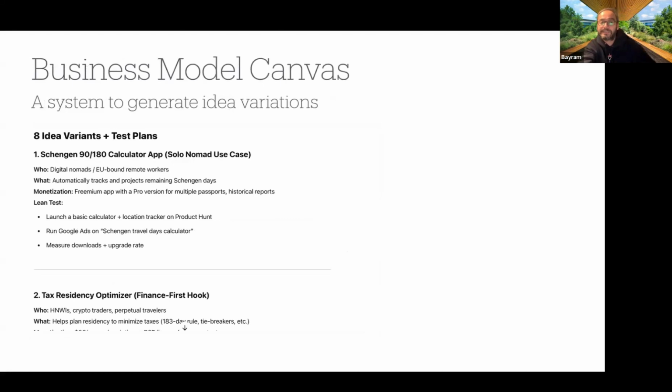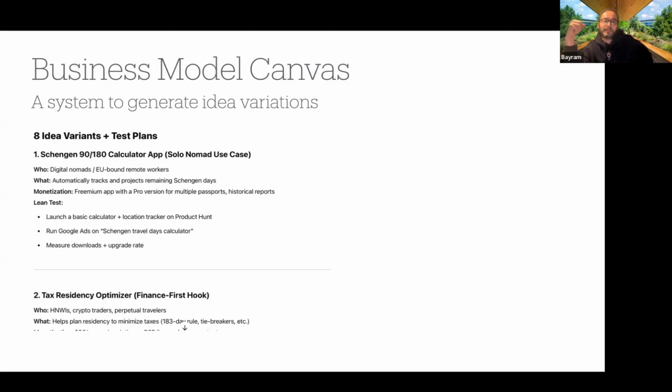What's more interesting is now, okay, we have the initial idea, an app that lets you track your travel days to comply with visa or tax regulations. But then how do we generate those variations, those other types of species, to test them on the market and see which one is the fittest to the current market conditions?